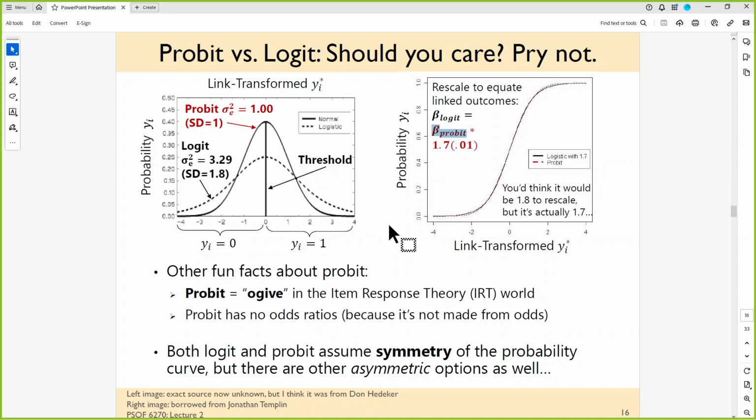Now, I wouldn't tell you about probit at all, except for 2 things. Probit is the ogive in IRT, and you need to know that. And number 2, if you're going to fit measurement models or structural equation models for categorical outcomes, and you do it with what's known as limited information estimation, you're stuck with probits. There is no choice for logits. I know that that's coming, and so that's why it's here.